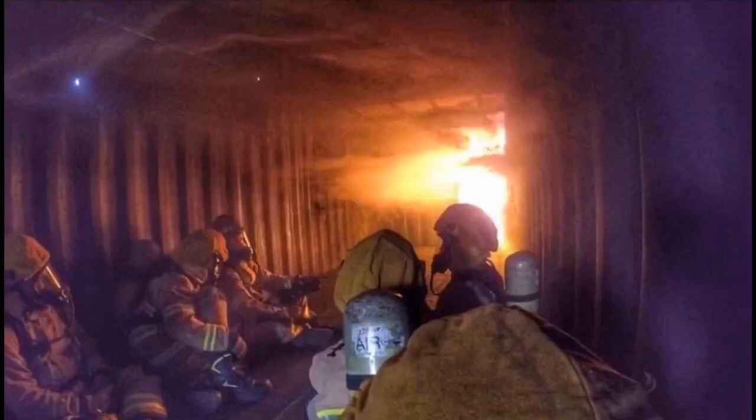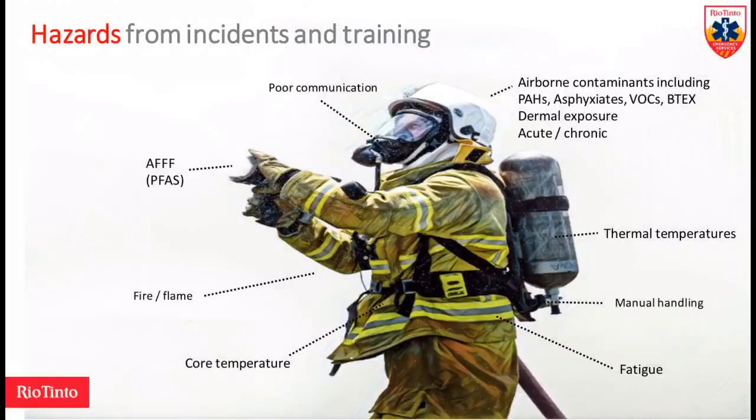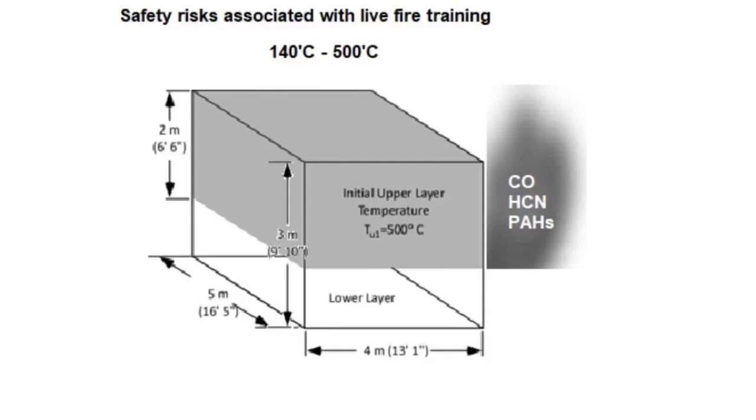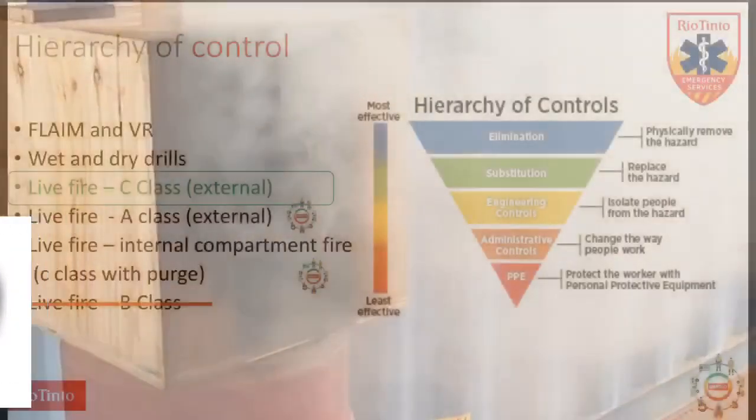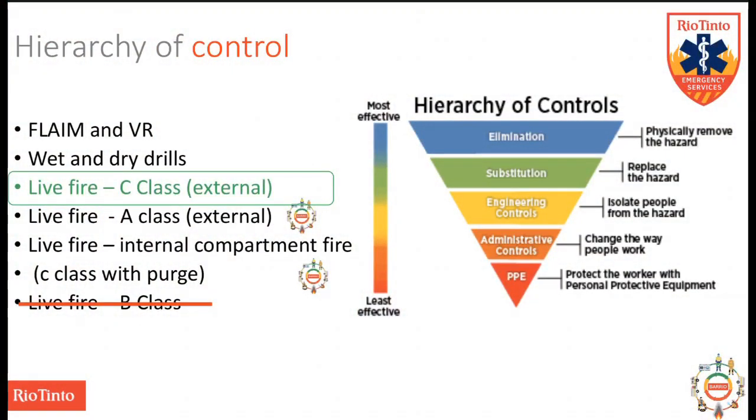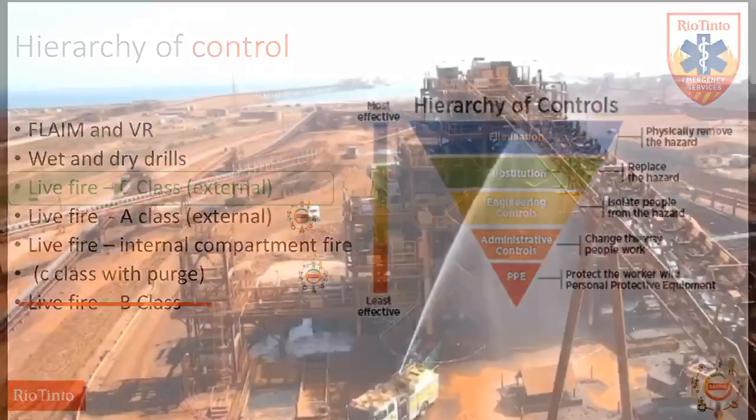Live fire training is important to maintain current skill sets. However, the use of A and B class materials in high concentration is dangerous to human health. The use of C-class training props and scaled models ensures the health and safety of our people is not compromised.